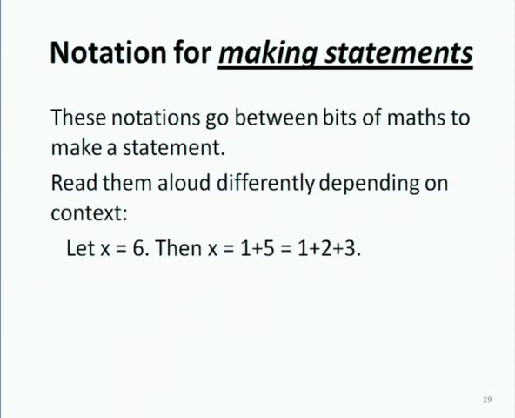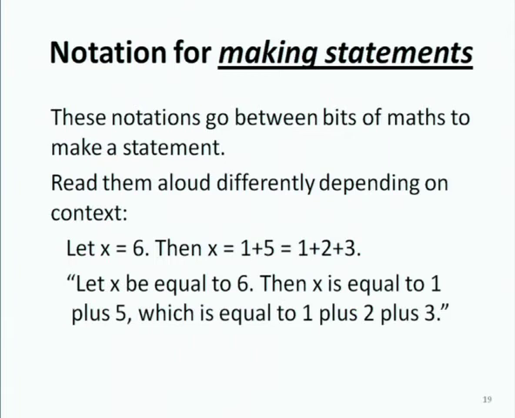This thing that is written here is read aloud as, let x be equal to 6. Then x is equal to 1 plus 5, which is equal to 1 plus 2 plus 3. That's how you read that aloud. Okay? Everything that's written there can be read aloud in a grammatical English sentence, or whatever language it is that you're writing in, but with the then and the letter in English. That equals there was read aloud as be equal to. This equals there was read aloud as is equal to. And this equals here was read aloud as which is equal to.